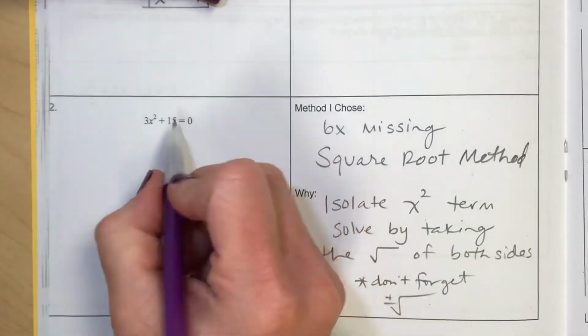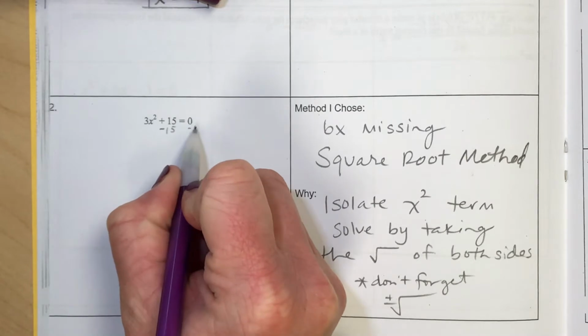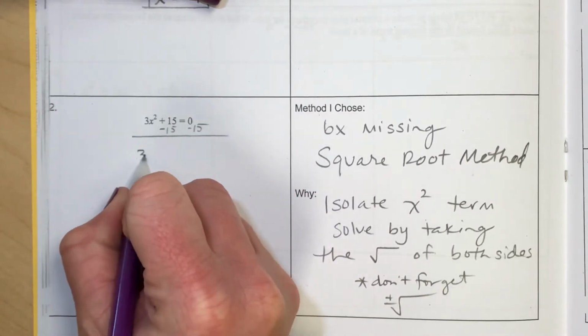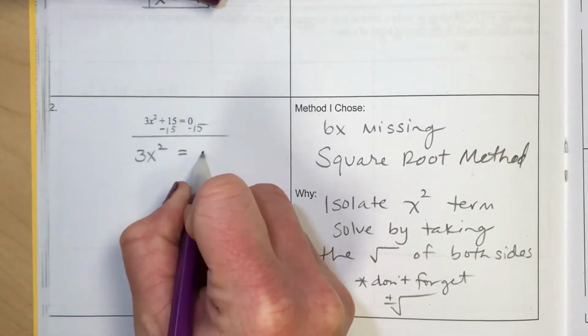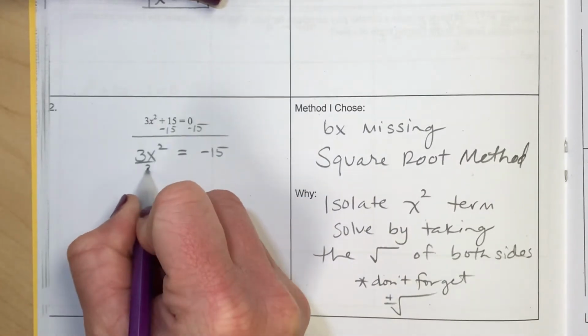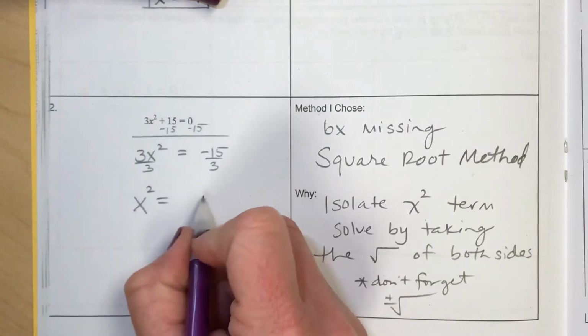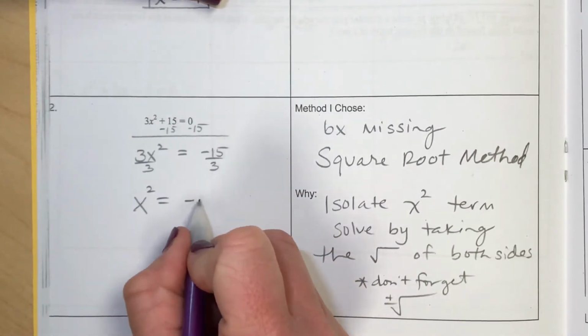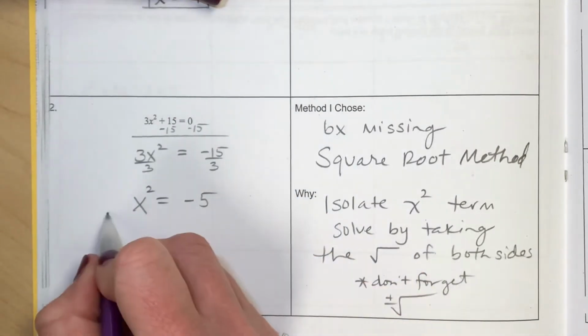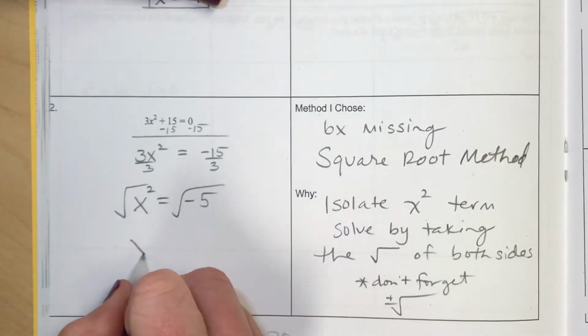So isolate the square term by subtracting 15 to the other side. And I have 3x squared is equal to negative 15. And now I'm going to divide both sides by 3. Negative 15 divided by 3 is negative 5. And now what I'm going to do is apply the square root on both sides.